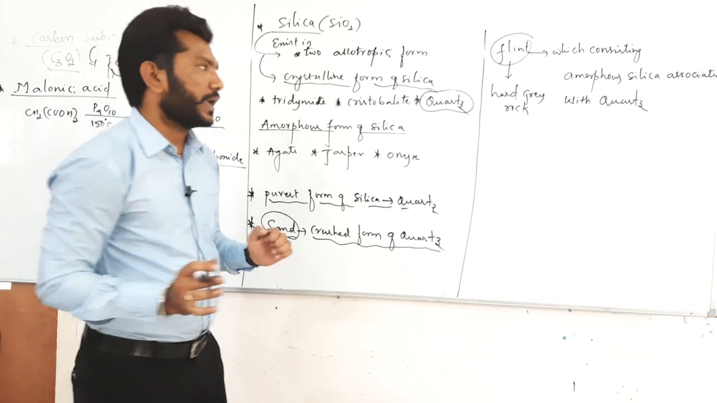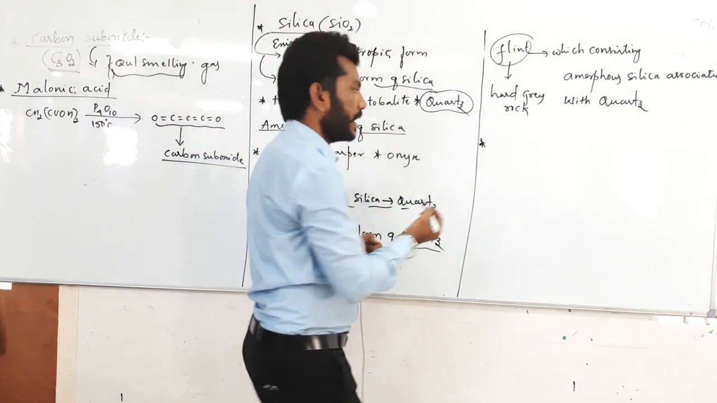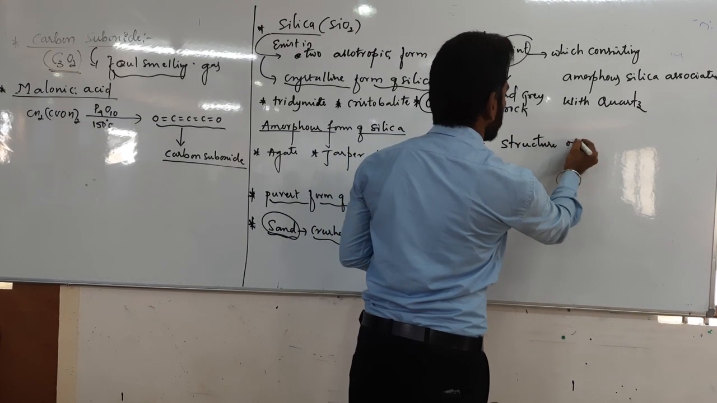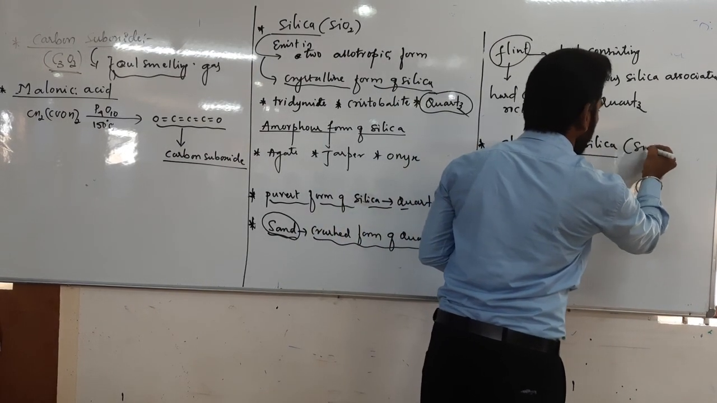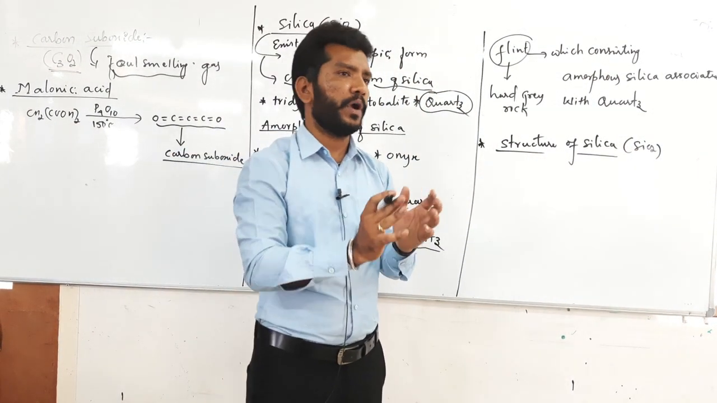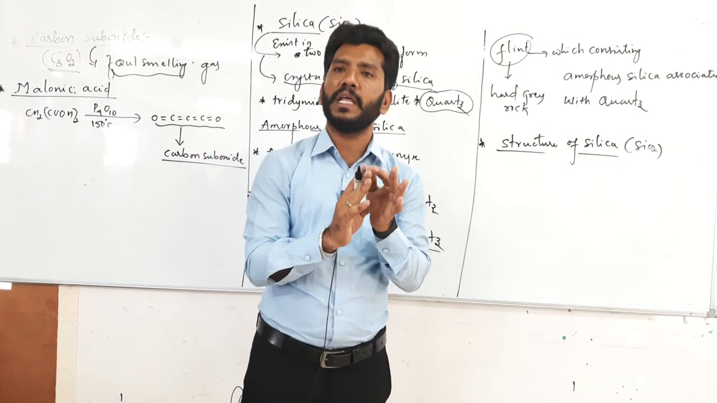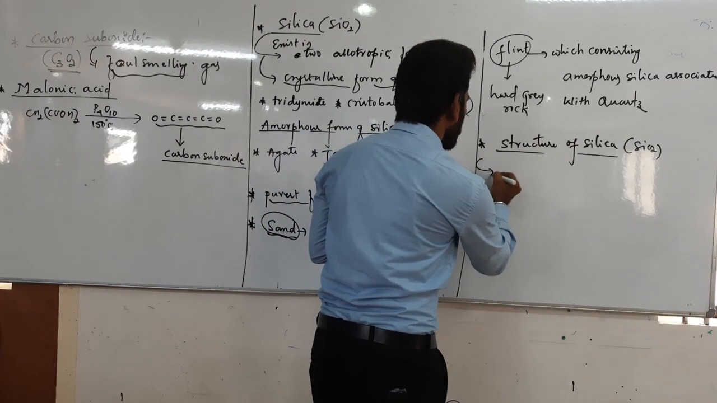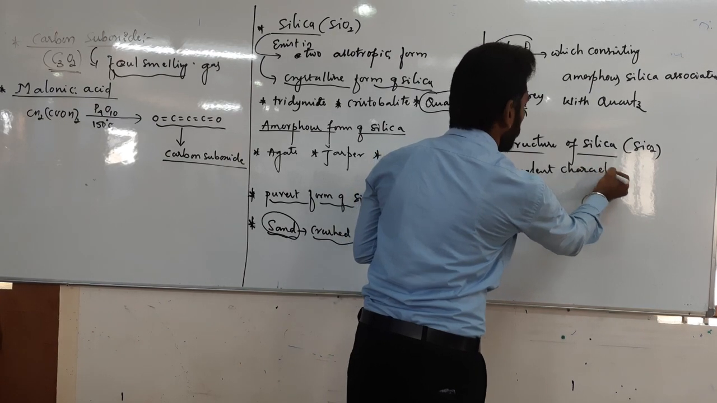Is it understandable? Okay, so let us see the structure of silica, guys, basically. The structure of silica is SiO2. In that SiO2, which particular bonding can we expect in silica, covalent or ionic? Definitely covalent. So here we can see the covalent character in the case of silica, guys.